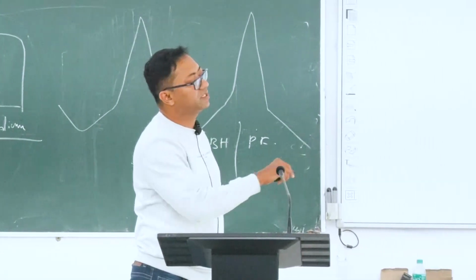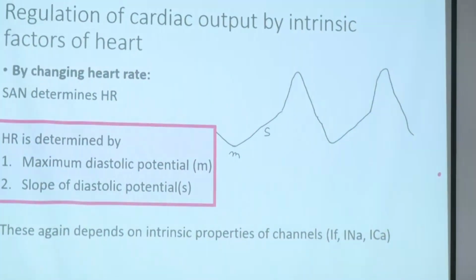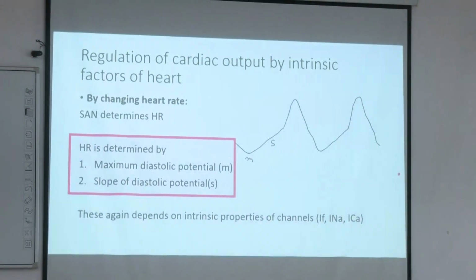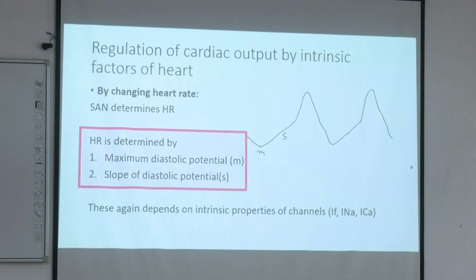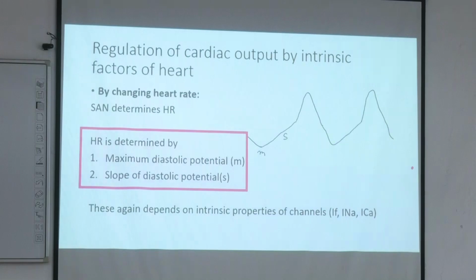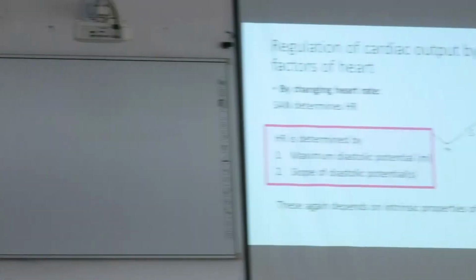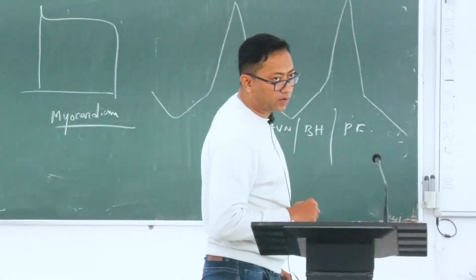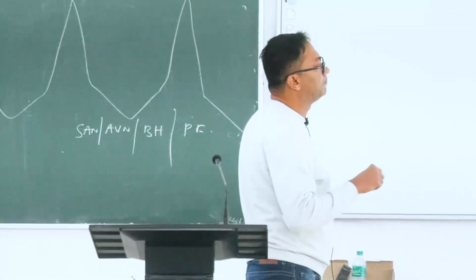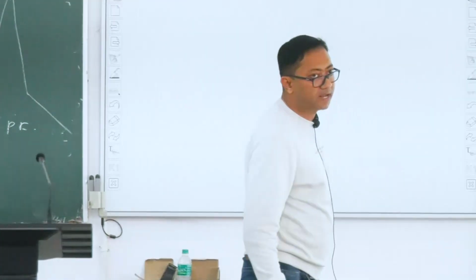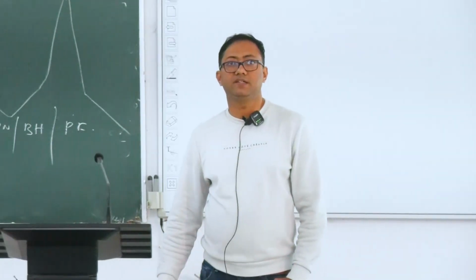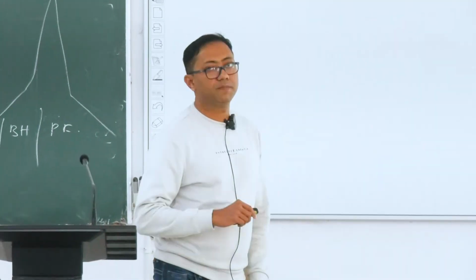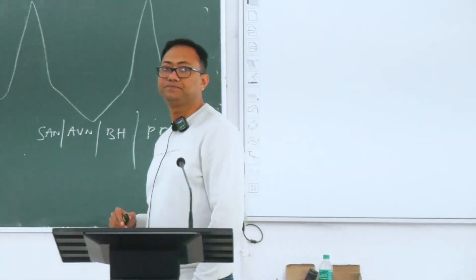So this is the action potential that happens in the SA node, okay? And you can see the deepest point here is M. The deepest point or the most negative point in the action potential of conduction tissues is M, right? It is called maximum diastolic potential, right? The point M is called maximum diastolic potential, right?